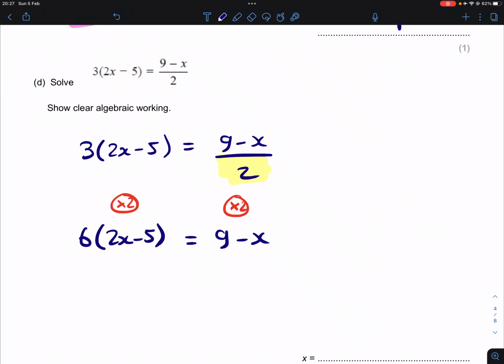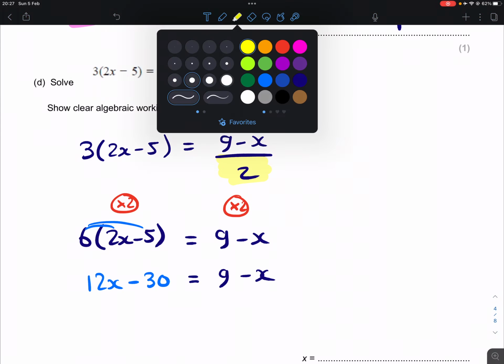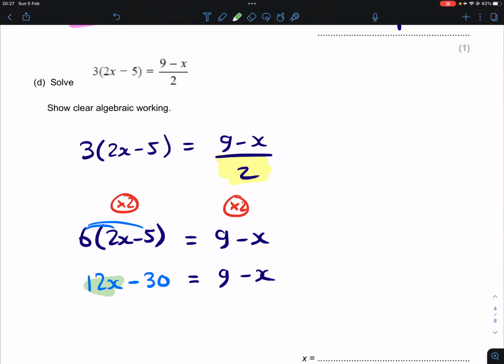Secondly, break out any brackets that you have. So 6 times both of these terms, 6 times 2x will give us 12x, 6 times minus 5 will give us minus 30. Next step, we don't want letters on different sides. We want to get both of these letters on the same side. There are more x's on the left-hand side, which means that's where we want them to be.